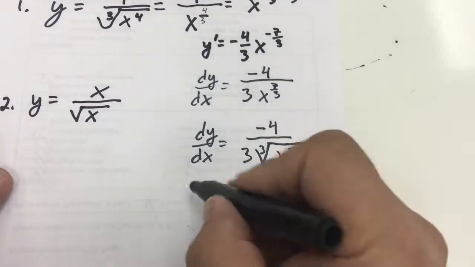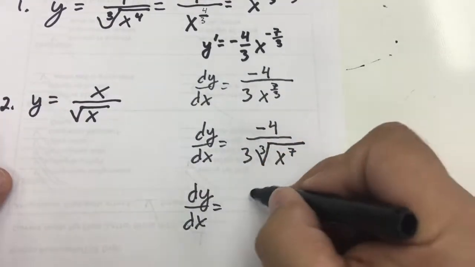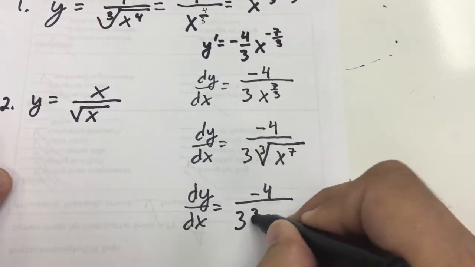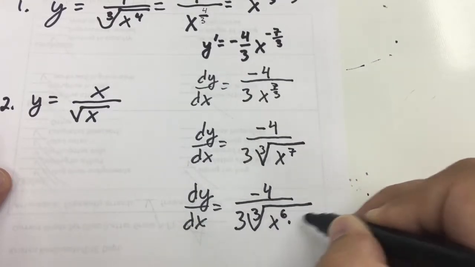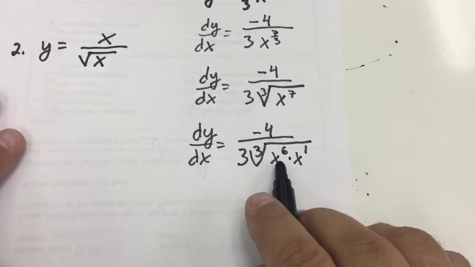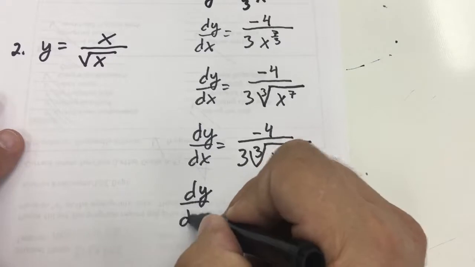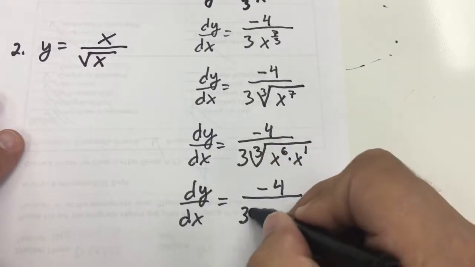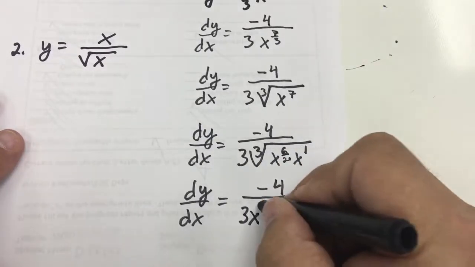You can simplify it a little bit further. dy/dx, getting a little tedious. Negative 4 over 3 times the cube root of x to the 6th times x to the 1st, because 6 plus 1 is 7, you add exponents. And then I'm going to bring that outside. So dy/dx equals negative 4 over 3 x. Now the cube root of x to the 6th is x squared.